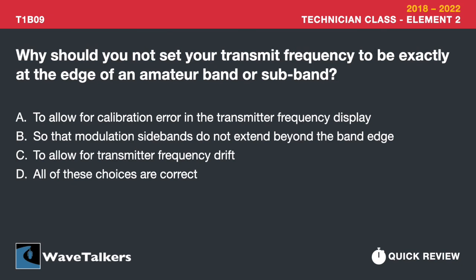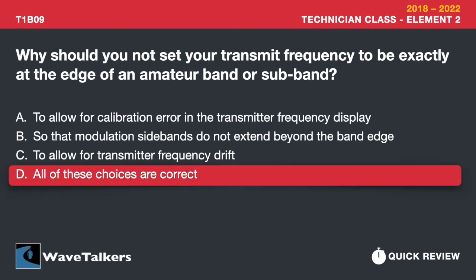Why should you not set your transmit frequency to be exactly at the edge of an amateur band or subband? All of these choices are correct. The choices are to allow for calibration error in the transmitter frequency display, so that modulation sidebands do not extend beyond the band edge, to allow for transmitter frequency drift.